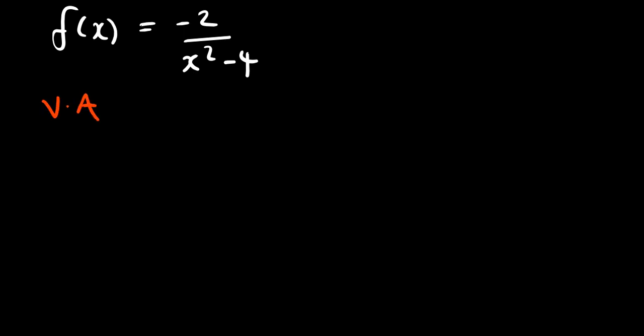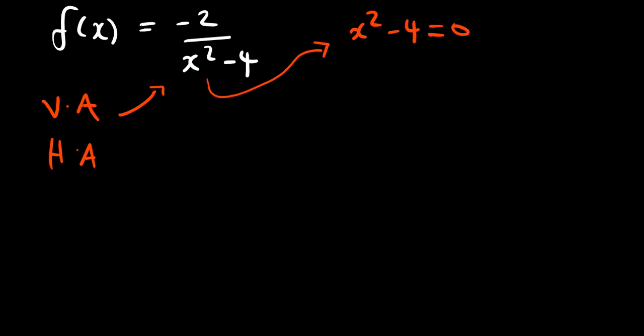If you have a function f of x is equal to, let's say, negative 2 over x squared minus 4. The first thing that you are supposed to do is find what we call the vertical asymptotes and the horizontal asymptote. In this case, for your vertical asymptote, you equate your denominator to 0. So you have x squared minus 4 equals 0. Now you know that 4 is just the same as 2 squared, right?